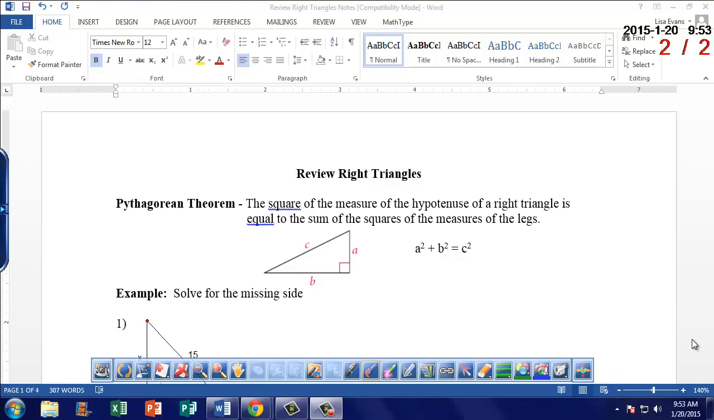Hello, today we're starting Unit J, which is trigonometry. We're going to start the unit by reviewing right triangles. So let's get started with the Pythagorean Theorem.